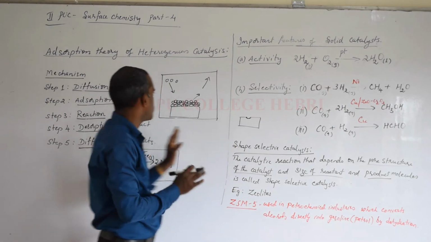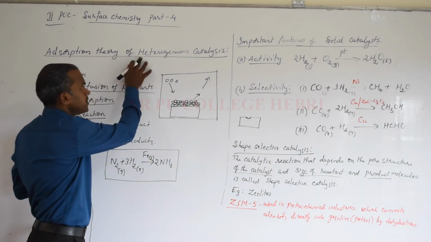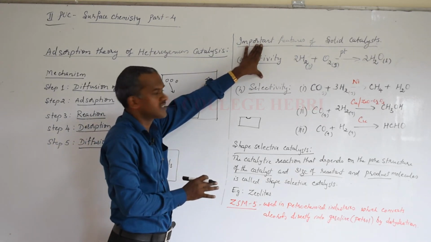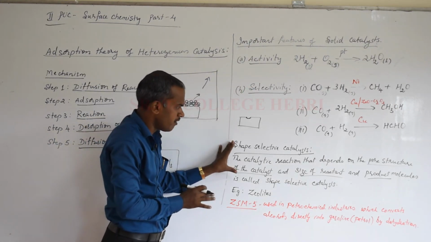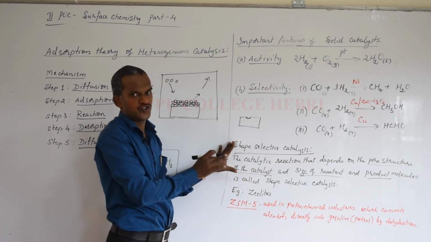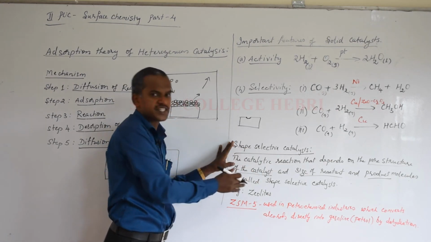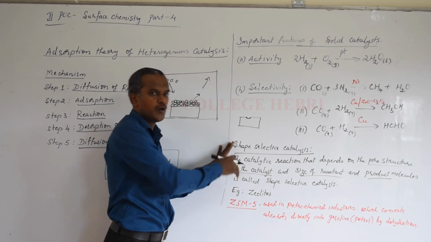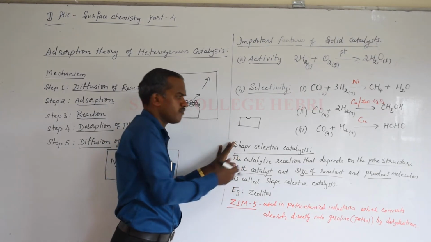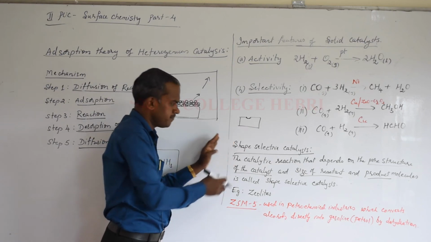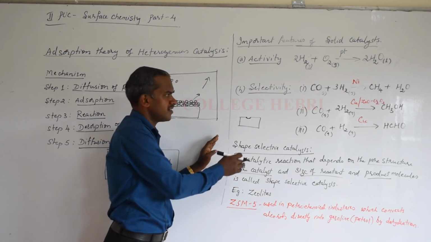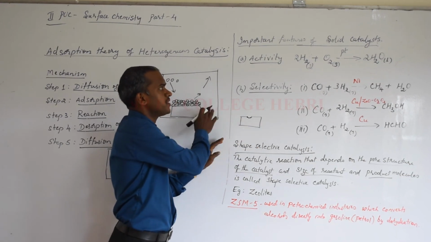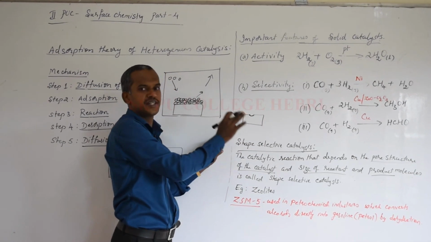Okay, I think you understood now what I told you. I told you the adsorption theory with 5 steps in the mechanism. I told you the important features of solid catalyst. I mentioned the shape selective catalysis. Okay, so in the next class we'll study in detail about enzyme catalysis: what enzymes are, how they carry out the reaction, and what the role of enzymes is in a biochemical reaction. That I'll discuss in detail in the next class. Are you clear? So this is simply about adsorption theory and the important features of solid catalyst.